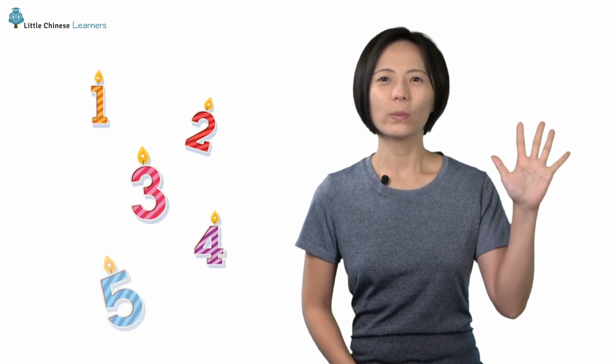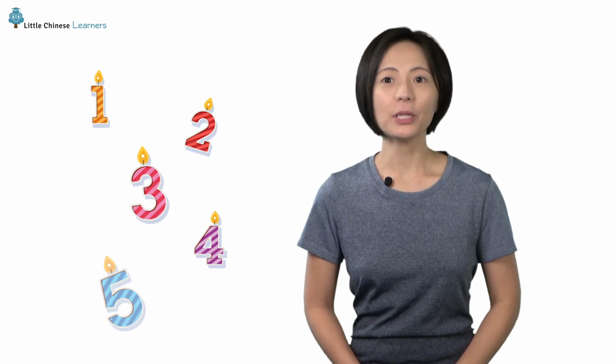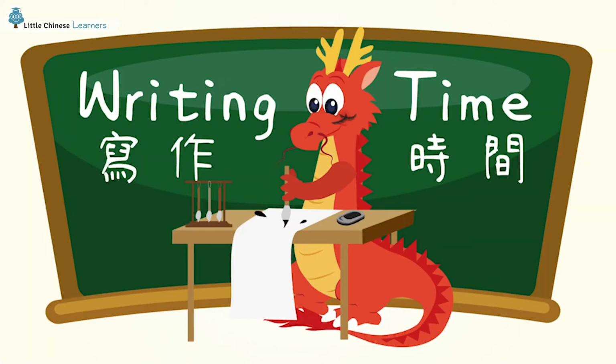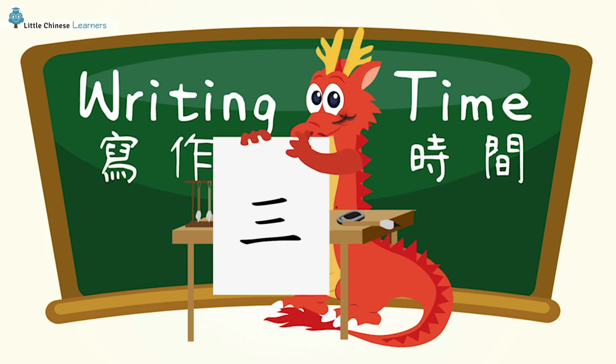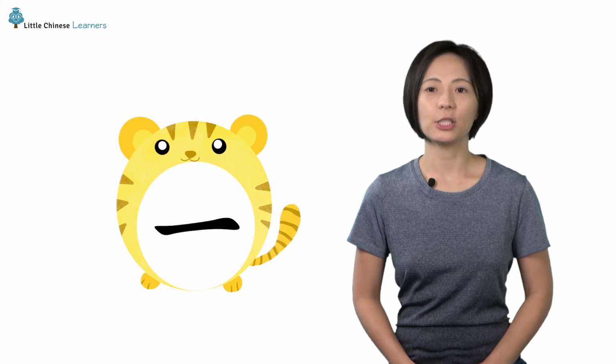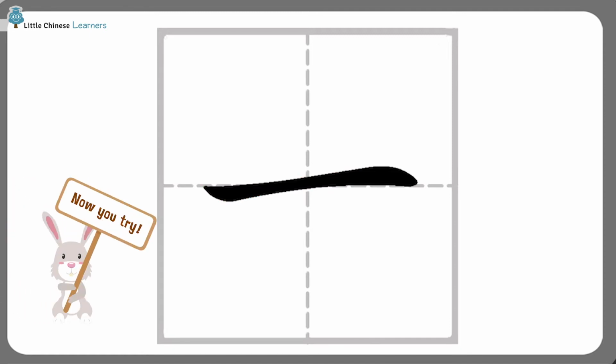1、2、3、4、5. It's great that we can count from 1 to 5. To help us remember them better, let's learn to write these numbers. The character for one is just one line, and we write it from left to right. Now you try it.